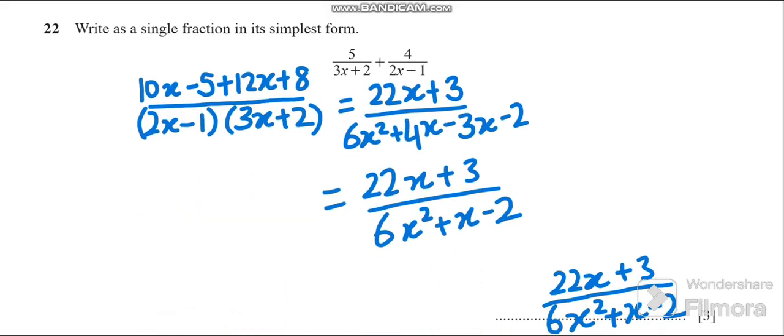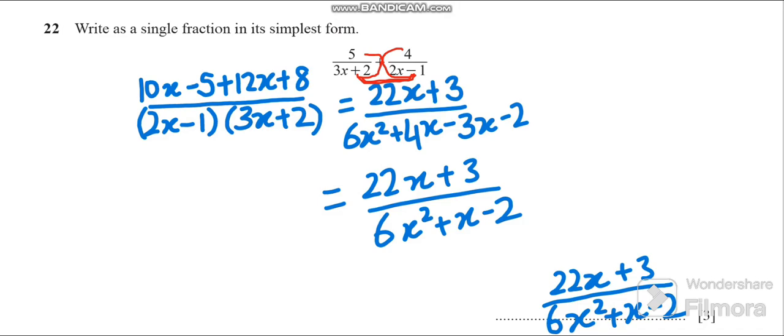Question 22 states write as a single fraction in its simplest form. So what we will do is we will multiply 2x minus 1 with 3x plus 2, and then we will multiply 2x minus 1 with 5. Then we will do the same with 3x plus 2, which will multiply with 2x minus 1, and 3x plus 2 will multiply with 4.